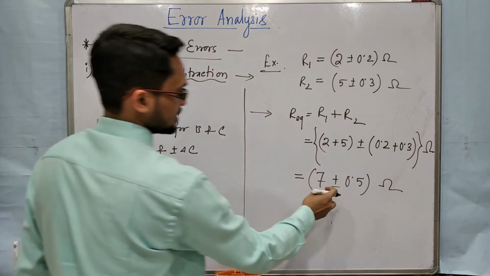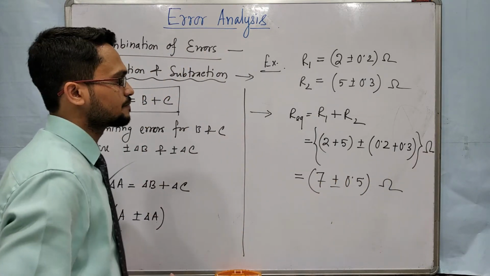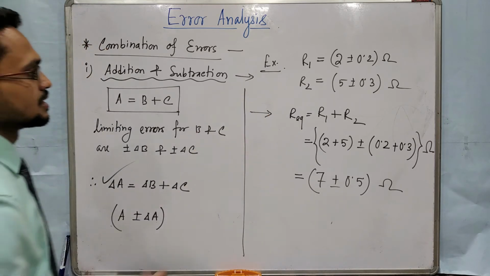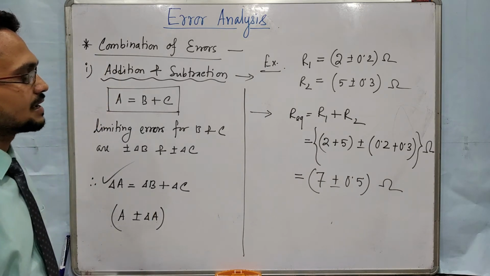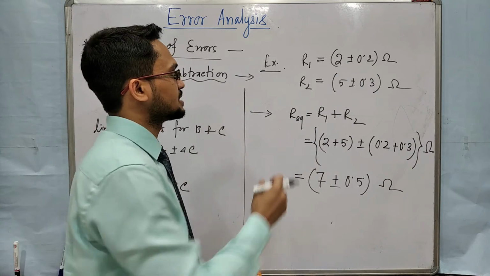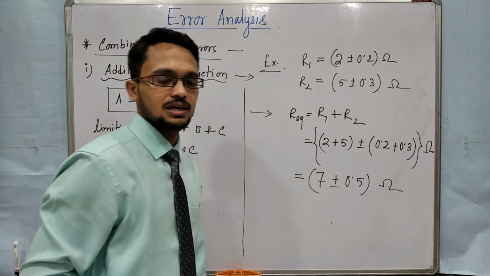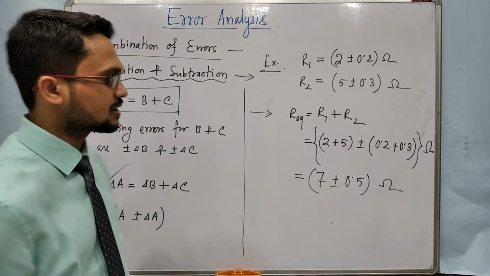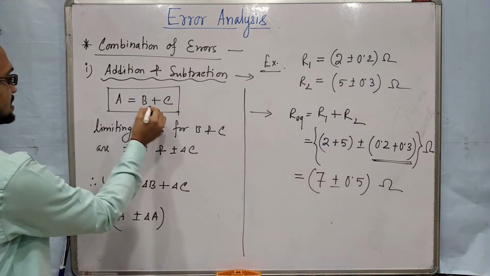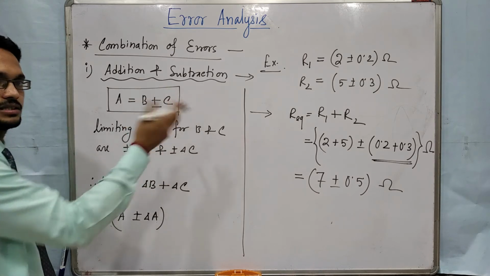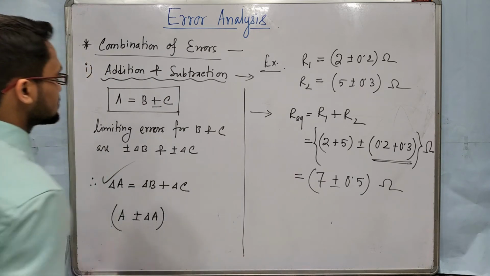Understand what will be its range? Range is 7 plus 0.5 to 7 minus 0.5 ohm. In this way you have to calculate the equivalent resistance with error. You will get a lot of problems like two temperatures are given, find the total of the temperature with proper error, or find the difference of the temperature with proper error. So error will always be added. If it is A equal to B plus minus C, B plus C or B minus C, the error will always be added. So this is one operation.